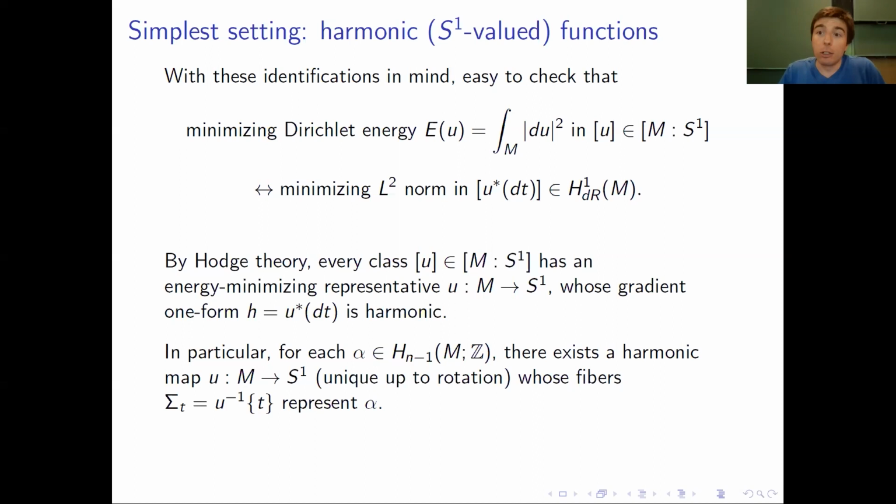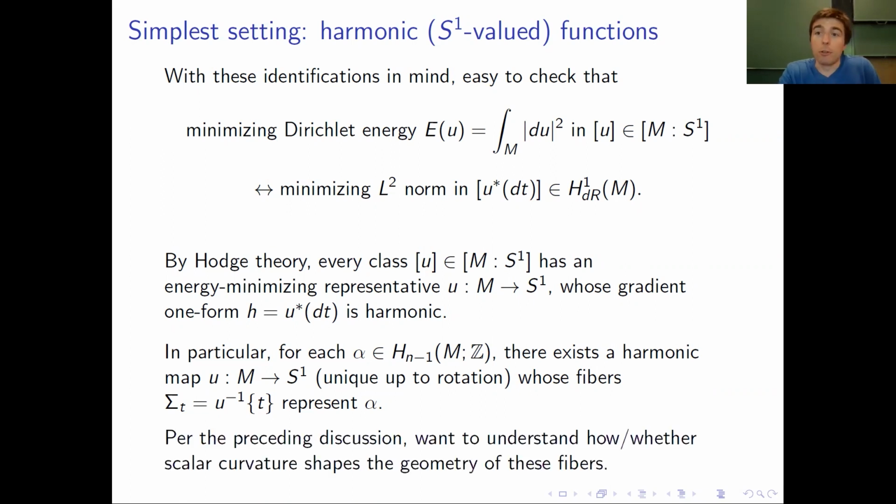Pick your favorite codimension 1 homology class with integer coefficients. Then there's going to be some harmonic map, unique up to obvious symmetries, whose fibers represent this homology class. Returning to our original question, we want to understand to what extent scalar curvature says something about the geometry of the fibers and vice versa.